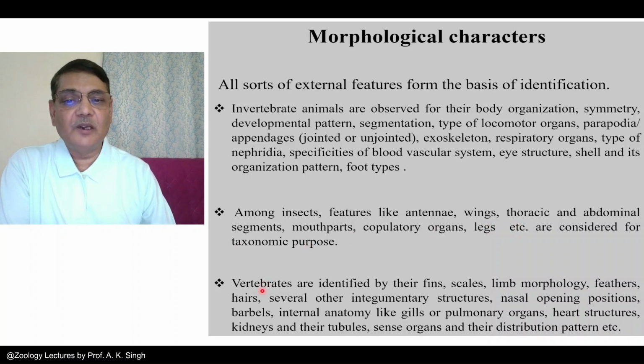And in case of vertebrate animals, there could be several features like the type of fins they have, their structure, scales, limb morphology, feathers, hairs, several other integumentary structures, nasal openings, position, barbels, internal anatomy like gills or pulmonary organs, heart structures, kidneys and their tubules, sense organs, the type of sense organs and their location, and their distribution pattern. All these form the external morphological features to identify a particular animal species.